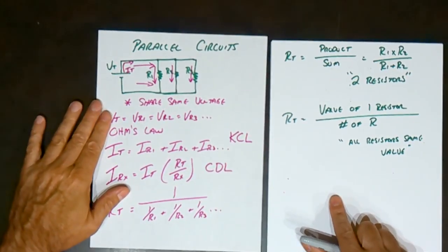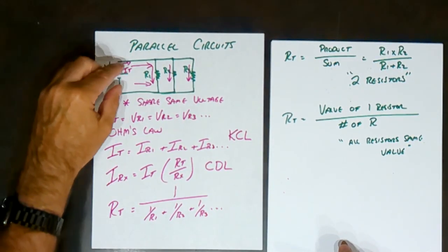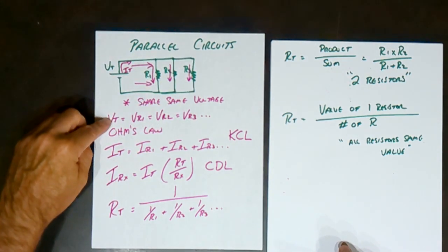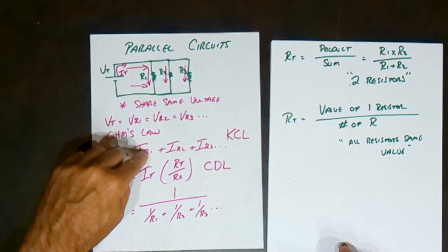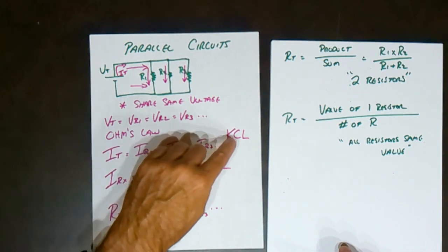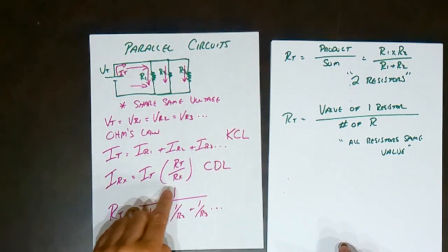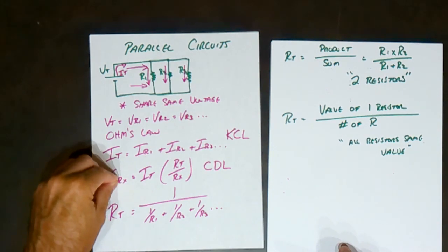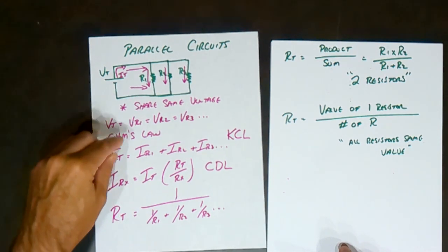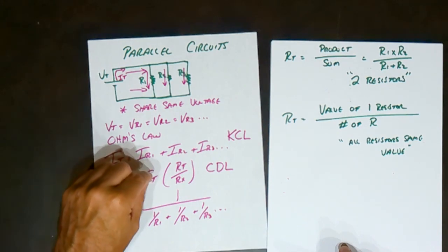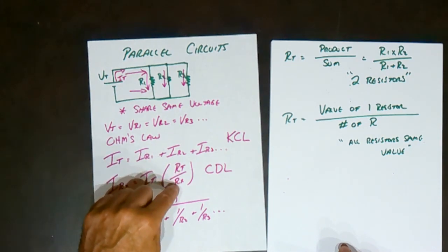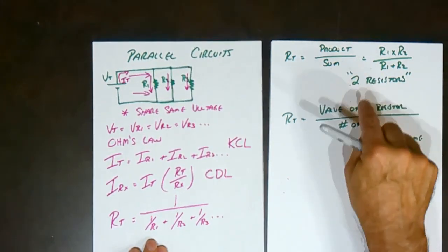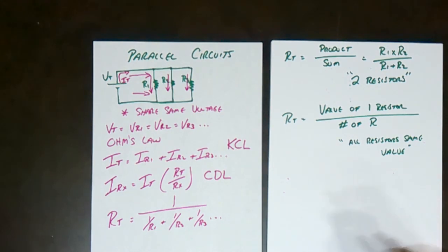So we had all sharing the same voltage. Ohm's law always works. I total is equal to the sum of all the individual branches. That's Kirchhoff's current law. We have the current divider law, which states that if we wanted to calculate the individual current in a branch, we can do so by knowing the total current and the ratio of R total to Rx. And then we had the three formulas for calculating the total resistance of a circuit.